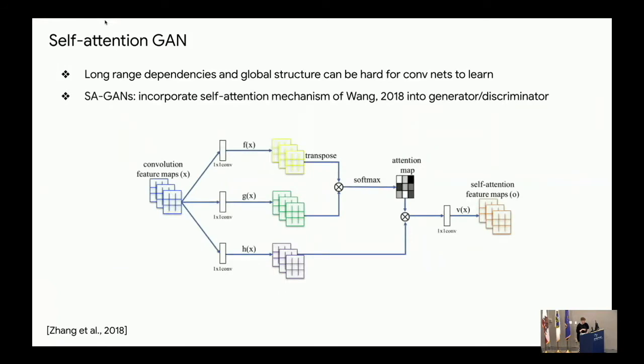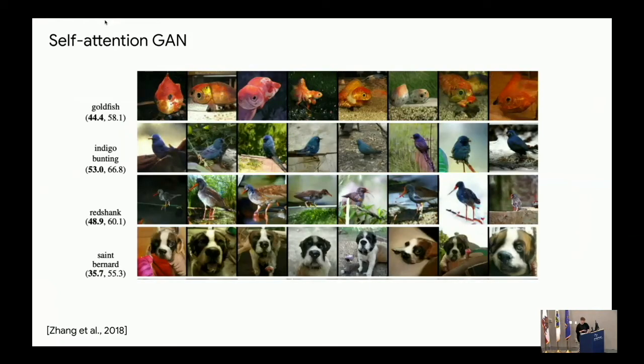So basically the self-attention GAN introduced an attention mechanism to the generator and the discriminator. And this helped learn long-range dependencies and more global structure. And so now with the self-attention GAN, we see really coherent global structure. These are samples of dogs and different kinds of birds and fish. Just much more coherent structure.